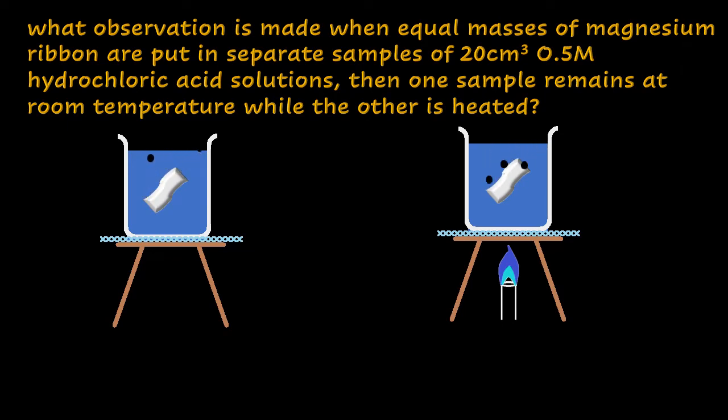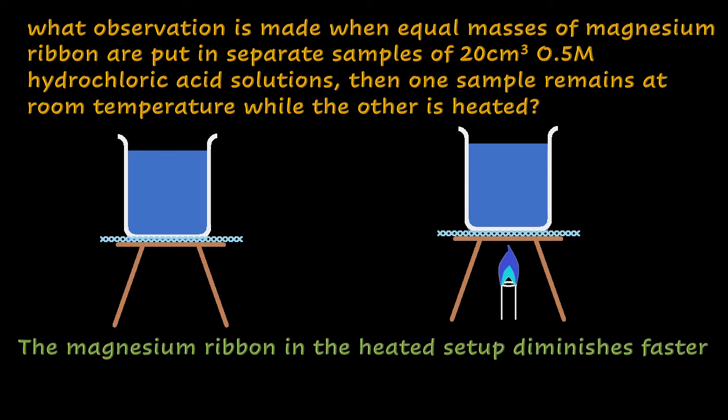As you can see, in the heated setup, when we add magnesium ribbon, there is rapid bubbling of the ribbon, and very quickly the ribbon diminishes. But in the first setup, the bubbling was slow and it took time for the magnesium ribbon to diminish. Why do we make this observation? Let us look at the theory behind this.